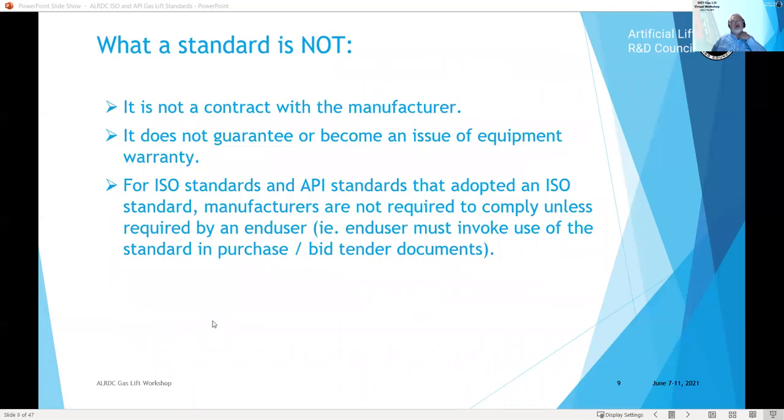What a standard is not. It is not a contract with the manufacturer. It does not guarantee or become an issue of equipment warranty. For ISO standards and API standards that are adopted as an ISO standard, manufacturers are not required to comply unless required by the end user, i.e., the end user must invoke the use of standards in practice in bids and tender documents.